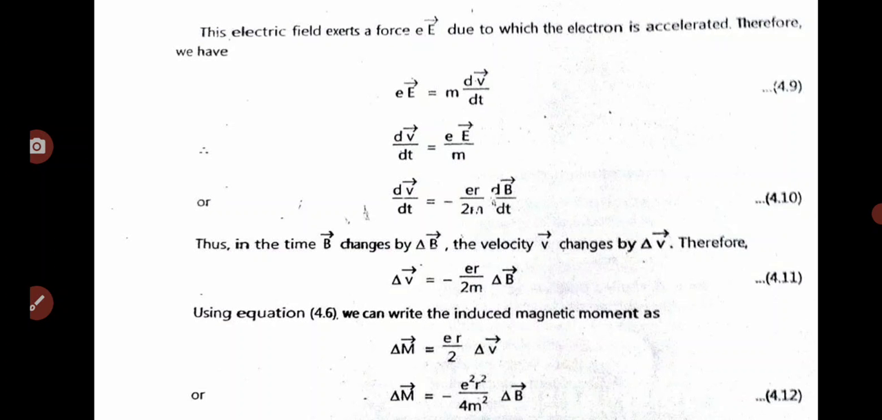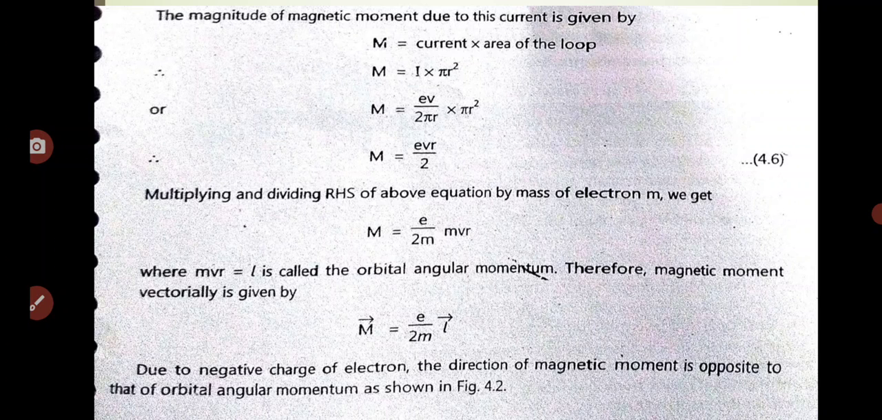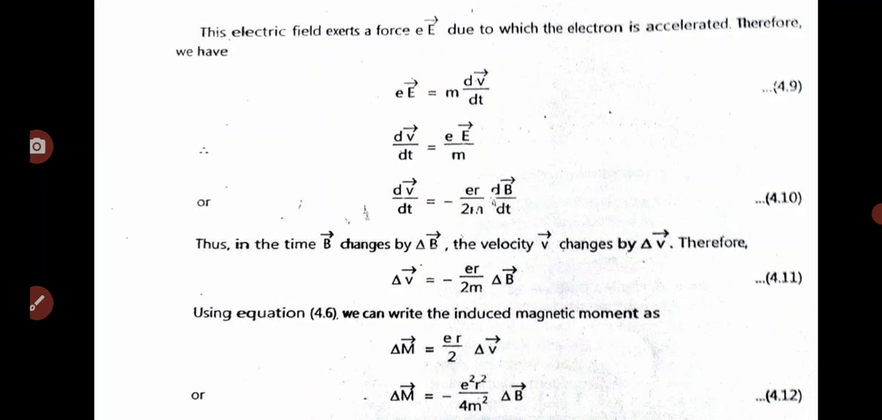Thus, as the magnetic field induction changes, the velocity varies with it. The change in velocity is minus eR divided by twice m, so dV by dt corresponds to delta V and dB by dt to delta B, so delta V is equal to minus eR by twice m into delta B. Using the magnetic moment m equal to eVR by 2, the change in the magnetic moment, delta m, is proportional to the change in the velocity of the electron, and is given by eR into delta V.